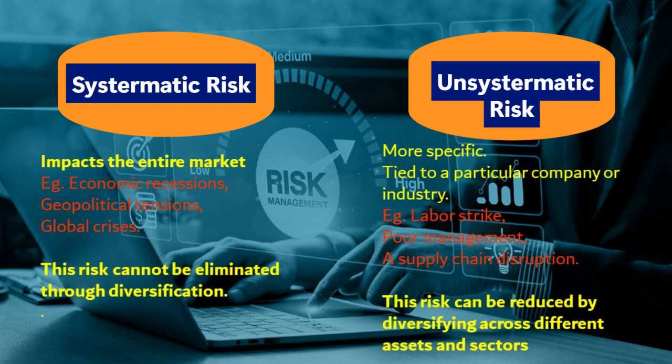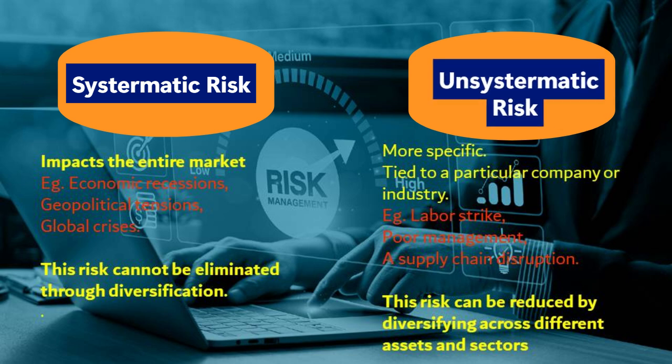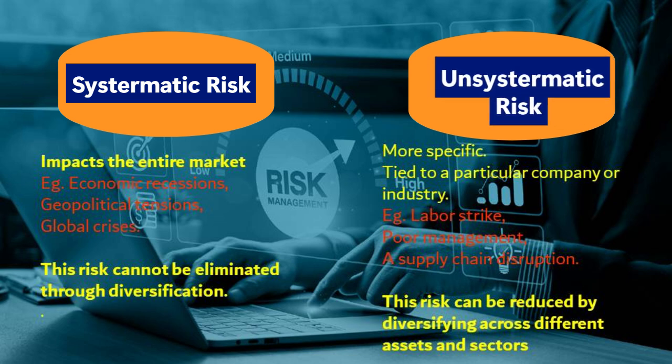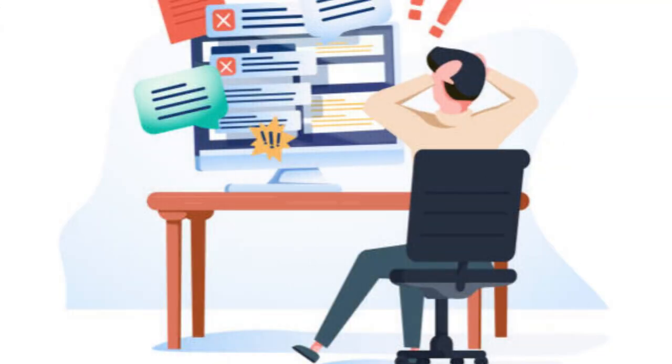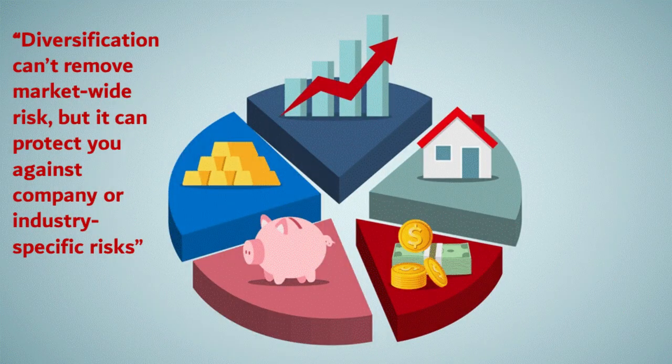Unsystematic risk, on the other hand, is more specific. It is tied to a particular company or industry. For example, a labor strike, poor management, or even supply chain disruption. The good news is this risk can be reduced by diversification across different assets and sectors. The bottom line is simple. Diversification can't remove market-wide risk, but it can protect you against company or industry-specific risks.